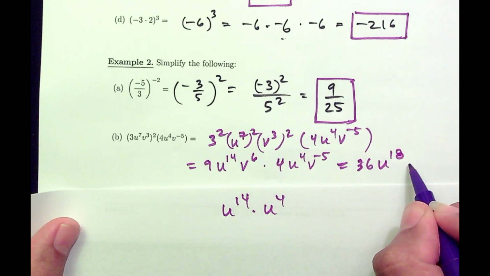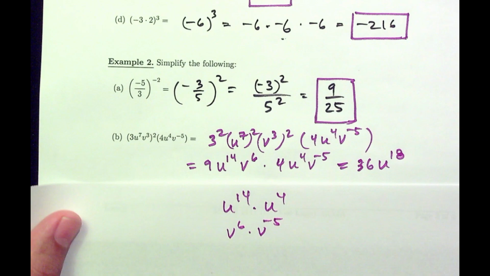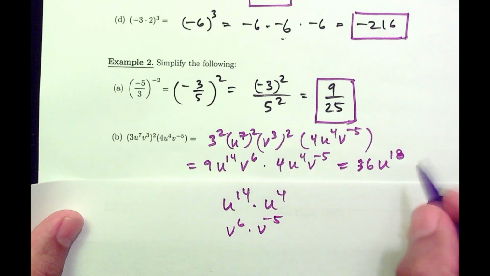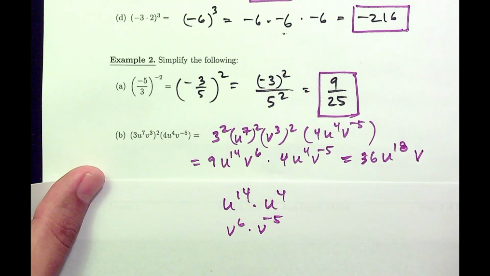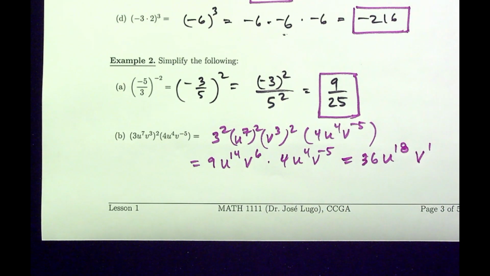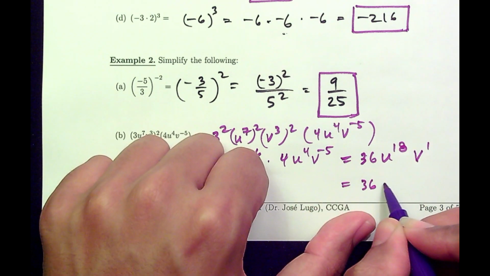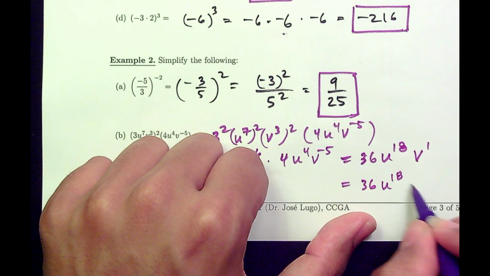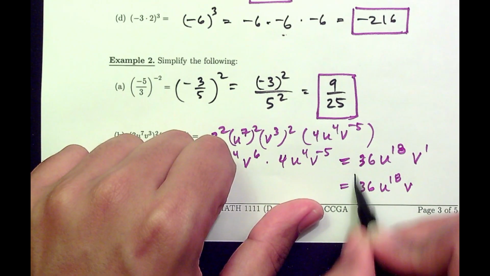And then v, now you can combine the v's. V to the 6 and v to the negative 5. They're separate, so you add them. 6 plus negative 5 is 1. So that would be v to the 1. But you don't really write v to the 1, you just write v. Really, the final answer, the way you would enter it in your homework, is just like this. You don't have to write v to the 1, just v. Okay, and that's the final answer.